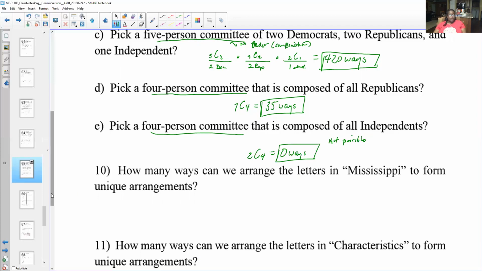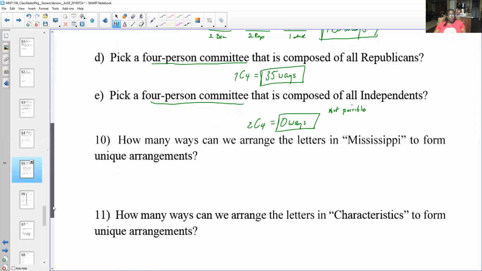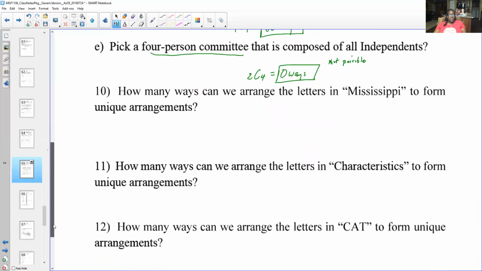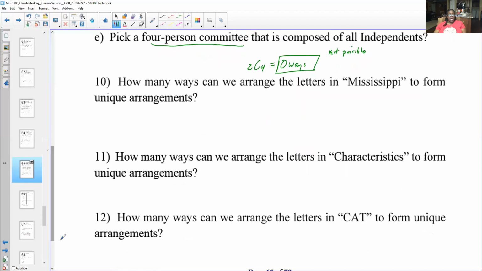So that concludes our example for number 9. Let's look at 10. How many ways can we arrange the letters in Mississippi to form unique arrangements? So now in this particular next 3 examples, we're looking at how we can arrange letters in a word to form unique arrangements. So let's put a pin in it.